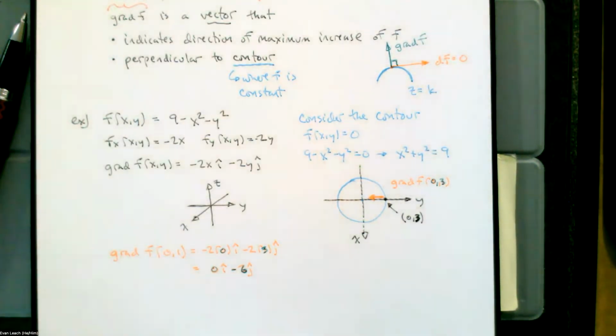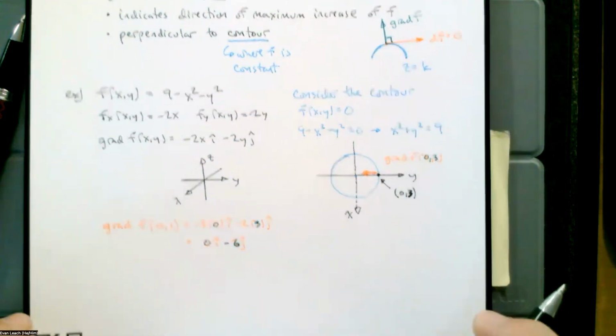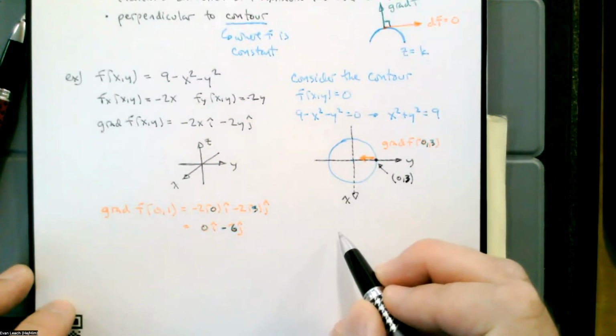Let's think about why this makes sense. Remember the thing that we're looking at. The shape, that's why I picked the shape. It's a circular paraboloid, and the high point is 0, 0, 9. So our shape is a circular paraboloid.